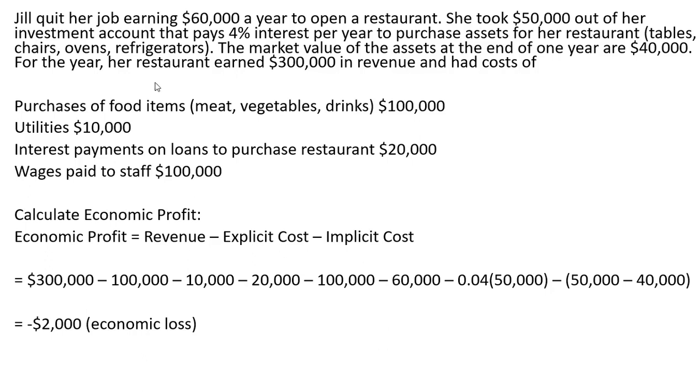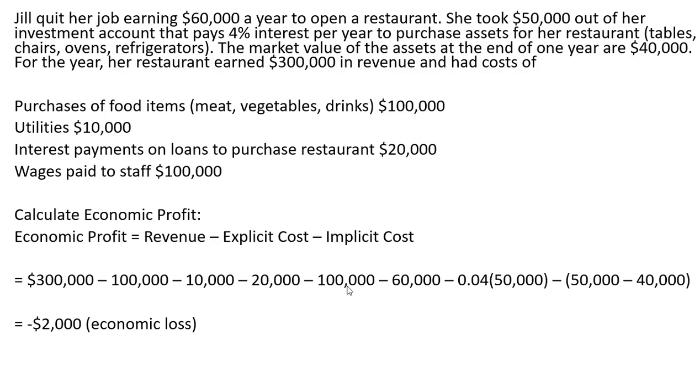And for the first year, her restaurant earned $300,000 in revenue and had the following costs. These would be our explicit costs. So in this example, I'm just going to jump right into economic profit. So economic profit is revenue minus explicit cost minus implicit cost. So $300,000 of revenue minus $100,000 for purchases of supplies, $10,000 for utilities, this $20,000 for interest payments on loans, and $100,000 paid to her restaurant staff, the waiters, waitresses, and so on.